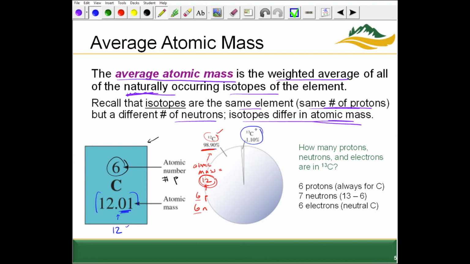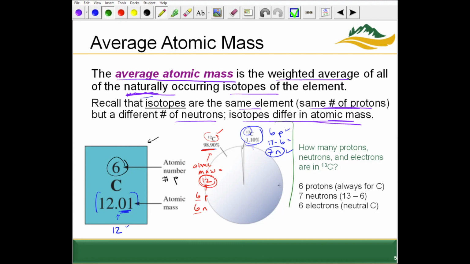Now for this isotope, carbon-13, it's still going to have 6 protons because it's carbon, but then 13 minus 6 means it's going to have 7 neutrons. So this isotope has 6 protons and 7 neutrons, making its atomic mass 13. But this isotope is only present as about 1.1% of all carbon that's naturally occurring.